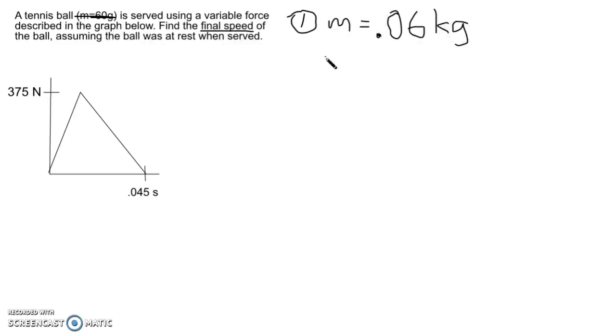Final speed, so we're trying to find the final velocity. We're not really using direction, so if you want a velocity and speed, we're just going to say they're the same thing. And we don't know that, we're trying to find that. So that's our very important variable, VIV. And we're assuming it is at rest when served.